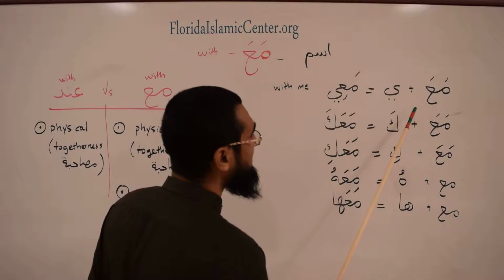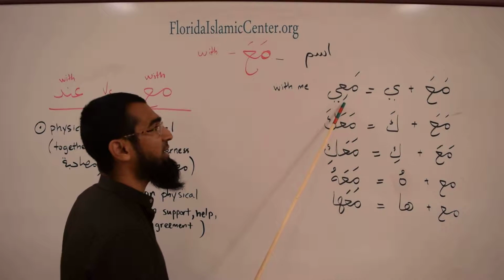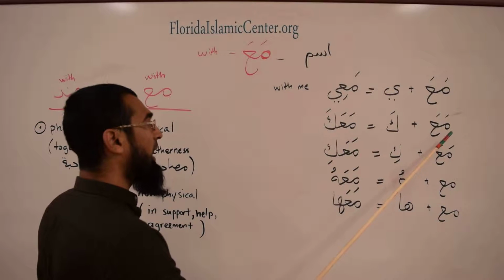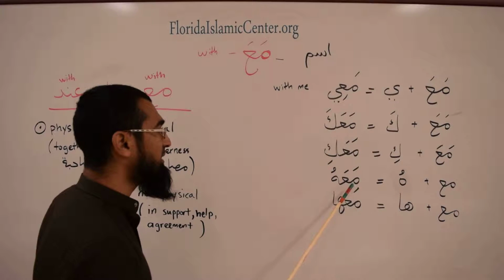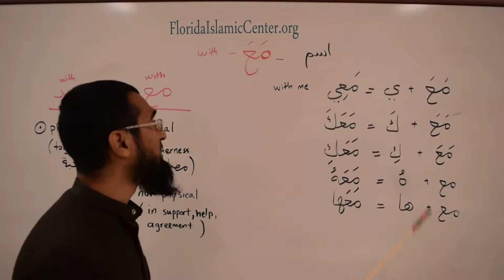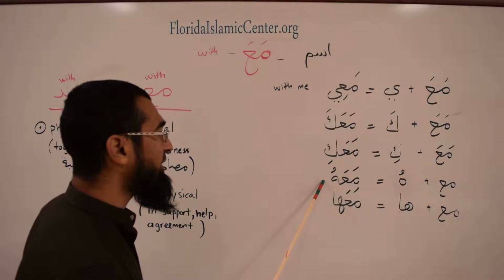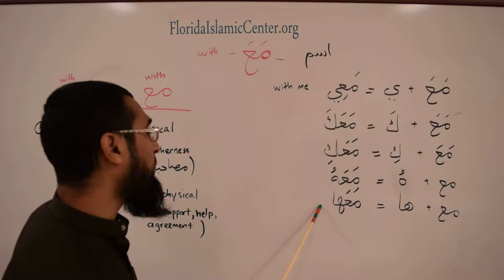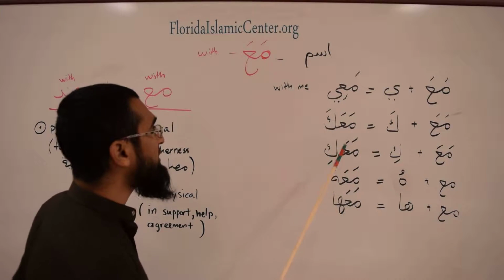So ma'a plus the ya of the mutakallim will be ma'i, and it means with me, ma'i. Ma'a plus the kaf, ma'aka, ma'aki, ma'ahu, ma'aha. So this means with me, with you, masculine, with you, feminine, with him or with it, masculine, with her or with it, feminine.